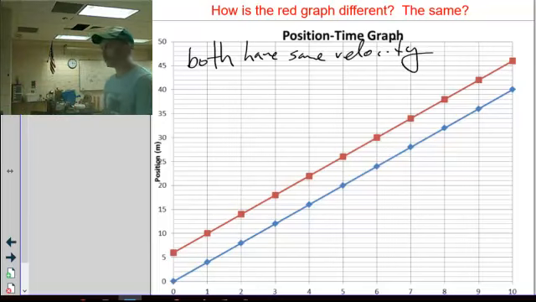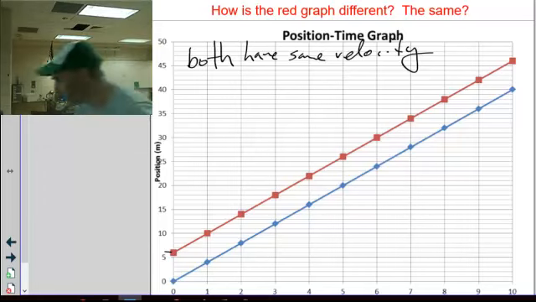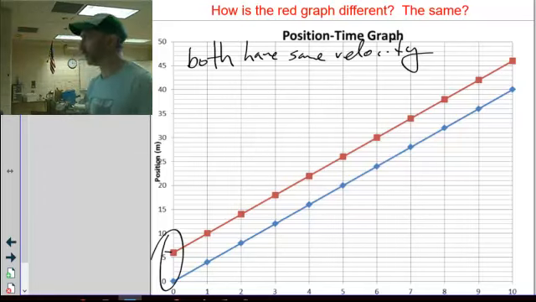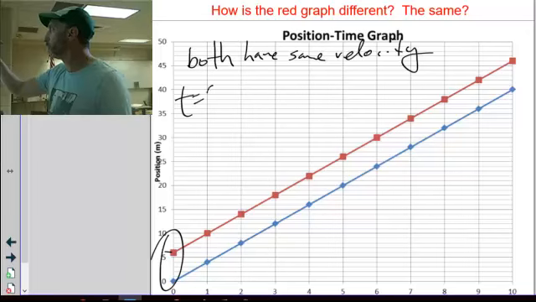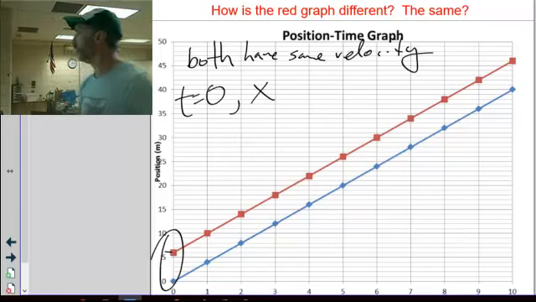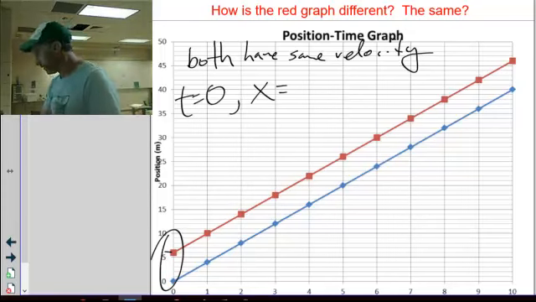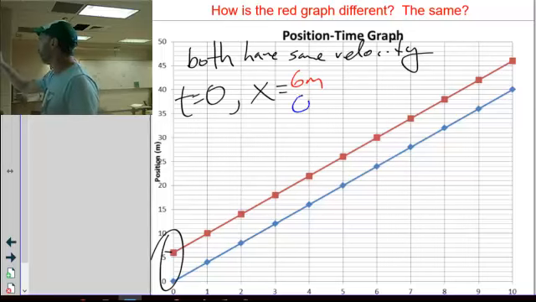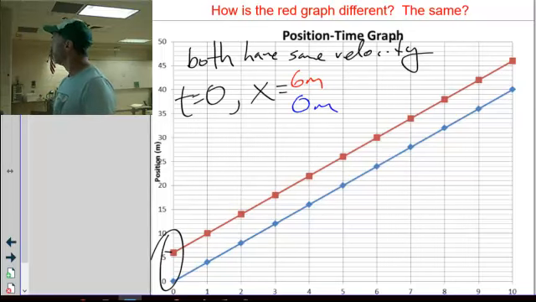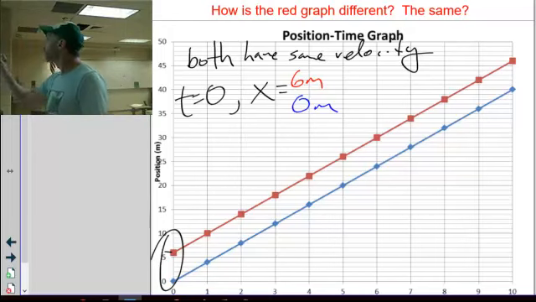All right, well, how are they different? Well, the red graph starts higher up. It starts here at 6. Well, okay, so think about what these intercepts are telling us. They're telling us at time equals 0 what the position is. And so for the red graph, the starting position is 6 meters, and for the blue graph, the starting position is 0 meters. Oh, that's my initial position, right?